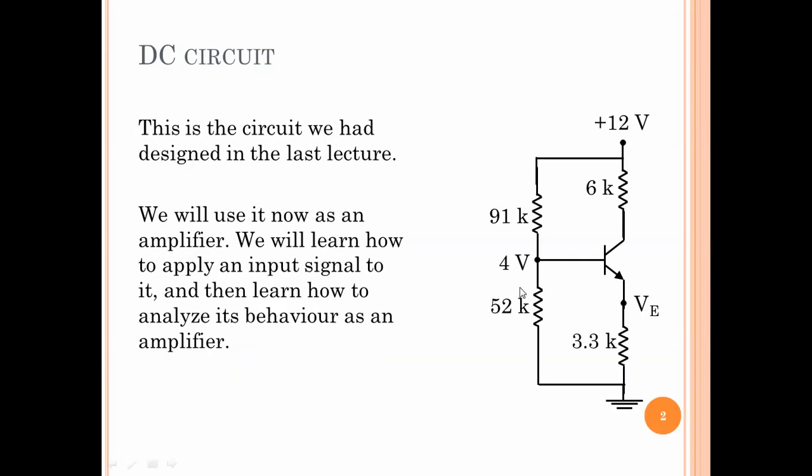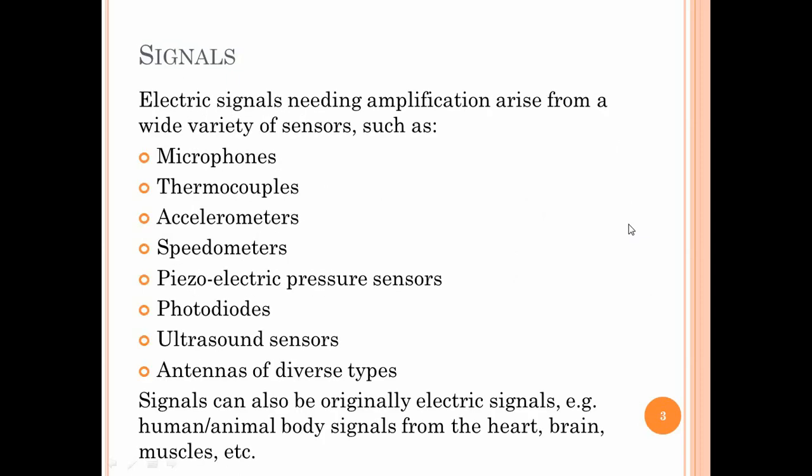So last time we had designed this circuit, which was the self-bias circuit, and we had designed it to carry a 1 milliampere collector current, with the condition that as beta varied from 50 to 200, the collector current would not vary by more than 10%. So now we'll use this circuit as an amplifier and learn how to apply an input signal to it, and then learn how to analyze its behavior as an amplifier. The second part we'll do next lecture, not this lecture.